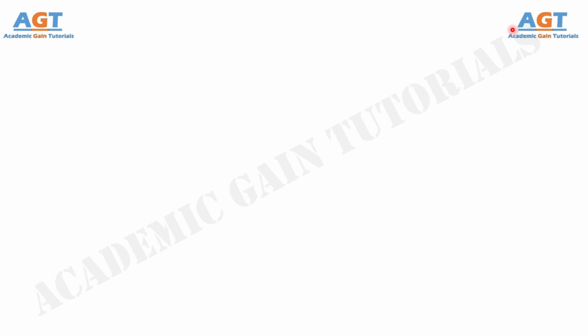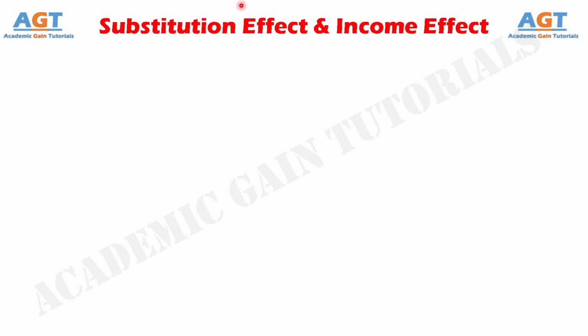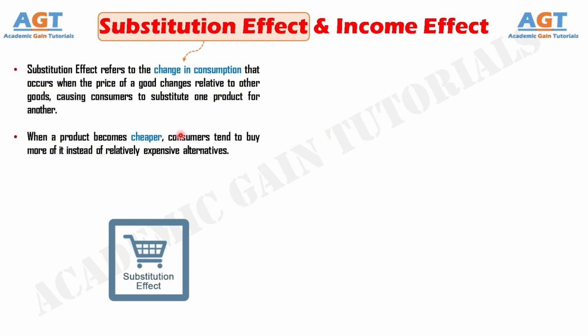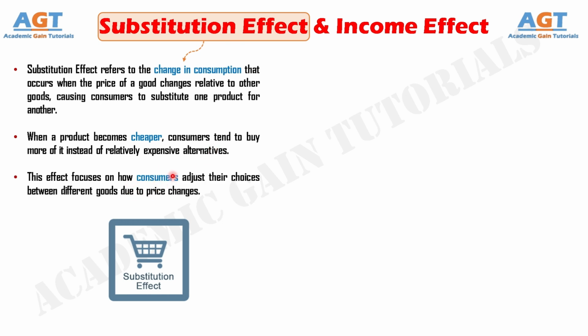In this video, we will look into the differences between substitution effect and income effect. Substitution effect refers to the change in consumption that occurs when the price of a good changes relative to other goods, causing consumers to substitute one product for another. When a product becomes cheaper, consumers tend to buy more of it instead of relatively expensive alternatives. This effect focuses on how consumers adjust their choices between different goods due to price changes.